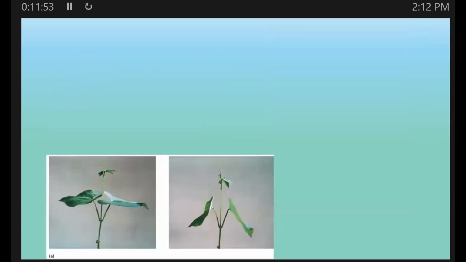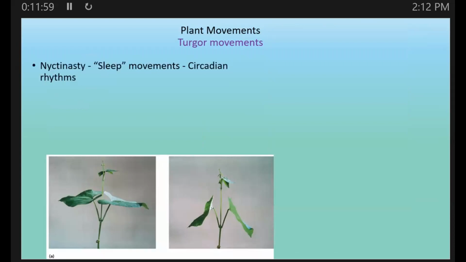Here's another one that happens more on a day-night rhythm. So here you're looking at this idea of nyctinasty. Nyctinasty means sleep. Nastic is movement. And so this happens with quite a few plants. Not every plant will do this, but many do. I got fooled by this greenhouse late at night.